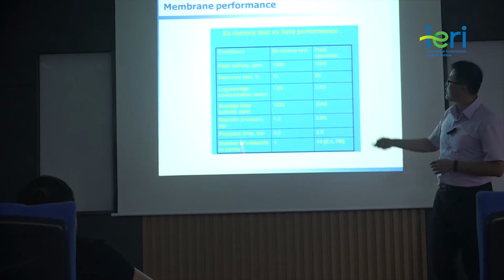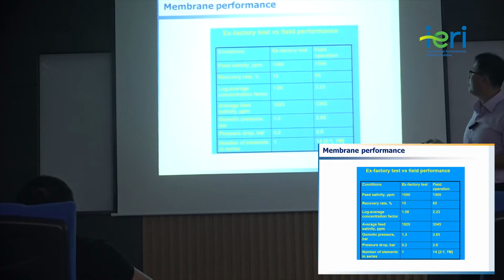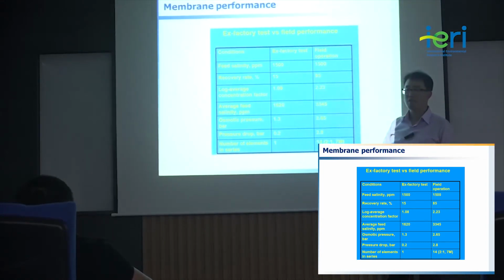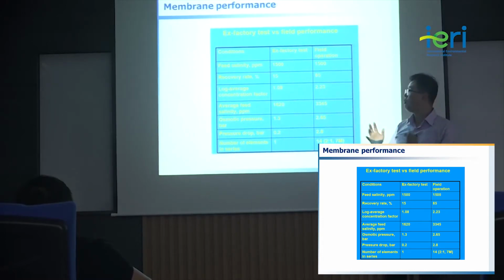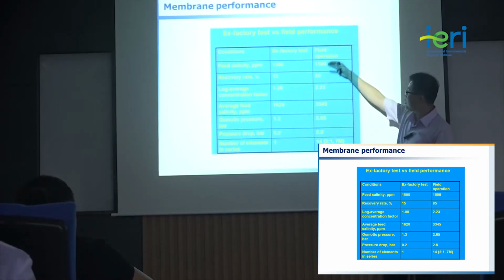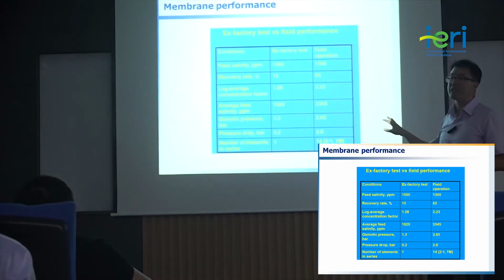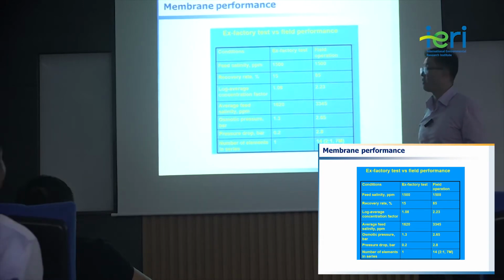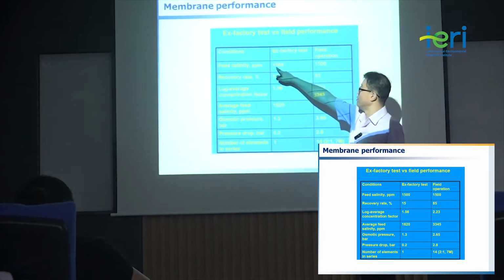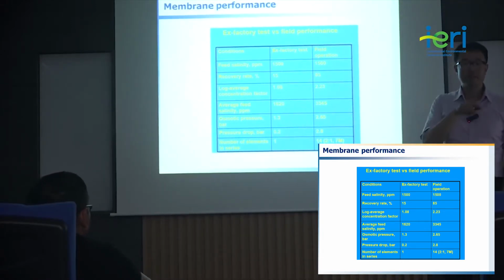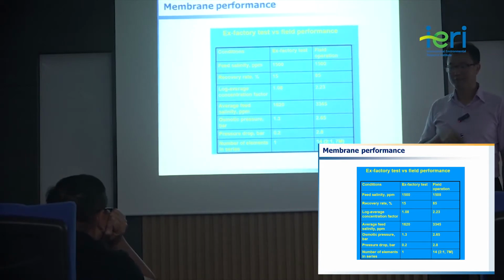And this table shows the performance of a membrane when it is tested in the factory. It is a model-based test, so only one model is tested, and this is a field test. It looks like a brackish water membrane, not a seawater membrane, because it is tested at 1500 ppm. You know, seawater is 55,000 ppm.